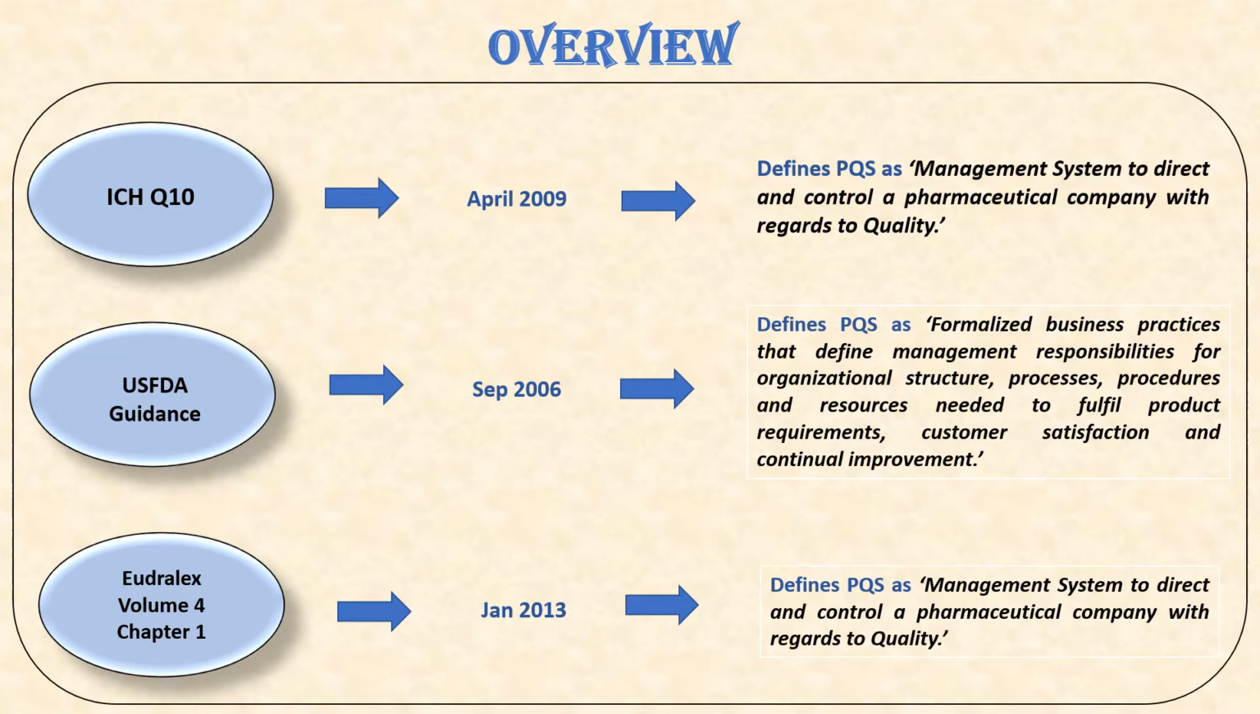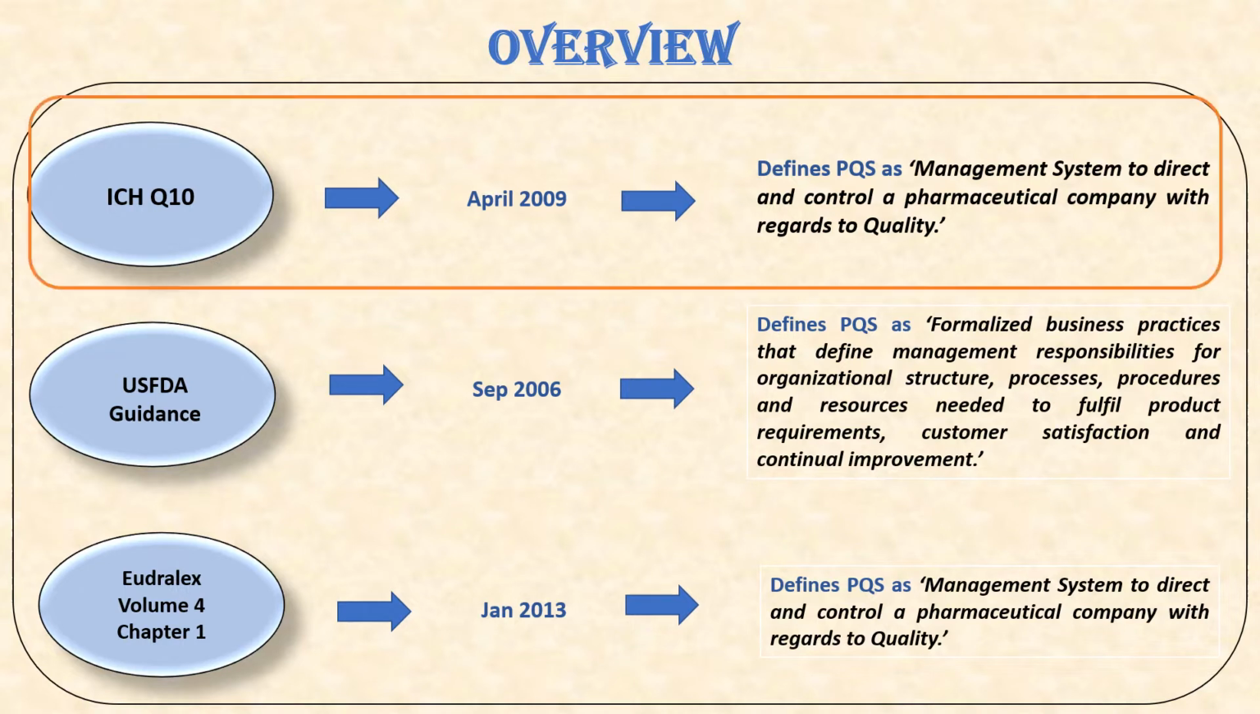As we know, ICH Q10 was released in 2009 and it defines the pharmaceutical quality management system as a management system to direct and control a pharmaceutical company with regards to quality. We will be reviewing this guideline today. In the previous presentation, we have seen the USFDA guidance on the pharmaceutical quality system. The link for this presentation is provided in the description box.